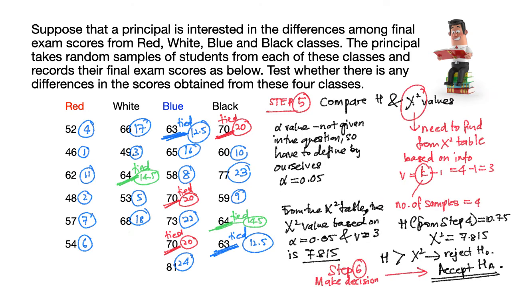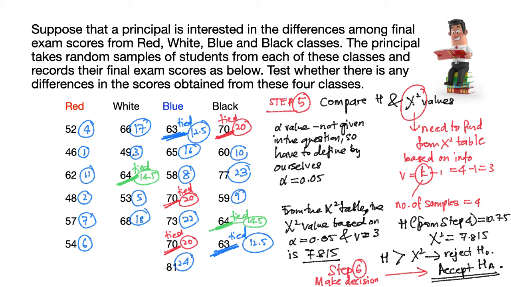In step 5, we have to compare the H and the chi-square values. But first, we have to find the chi-square value from the chi-square table. So in order to find the chi-square value from the table, we have to know the value of the degree of freedom, or V, which is equal to k minus 1, and also the alpha value.